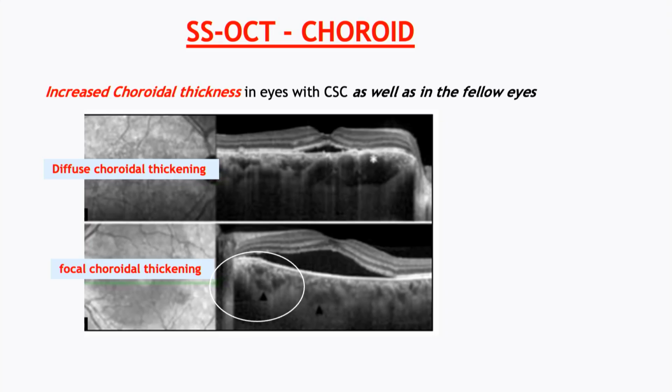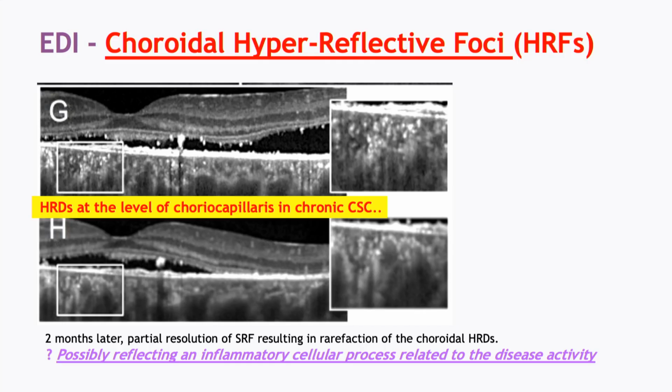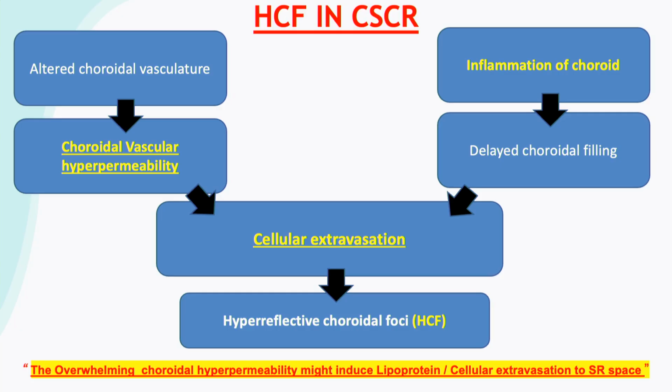So coming to the choroidal biomarkers, you have either a diffuse choroidal thickening or a focal choroidal thickening. It may just be a focal choroidal thickening, and this thickening can be reversed with photodynamic therapy, with the pachyvessel diameter reducing post-PDT at 3 months. Another biomarker is choroidal hyperreflective foci in the inner choroid as well as in the subretinal space, giving some thought that this is of inflammatory origin in chronic CSC, but the consensus is that it is an overwhelming choroidal vascular hyperpermeability resulting in cellular and lipoprotein extravasation, causing hyperreflective foci in the choroid and outer retina.